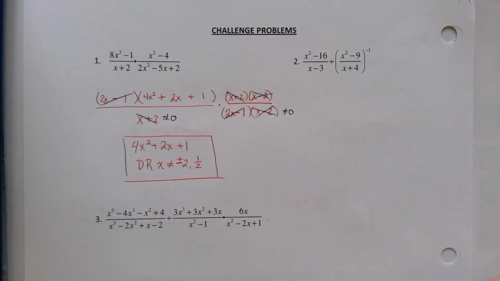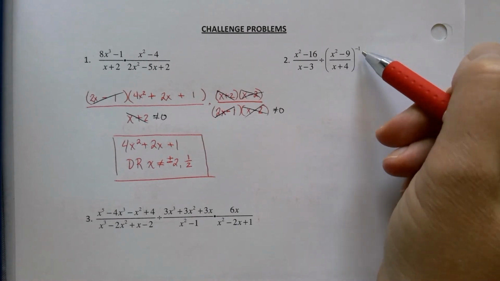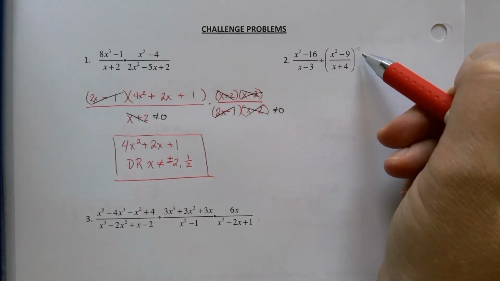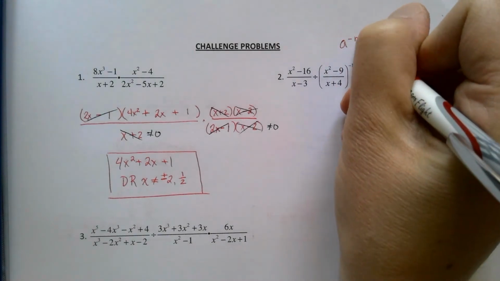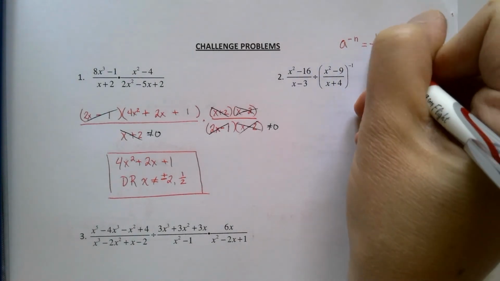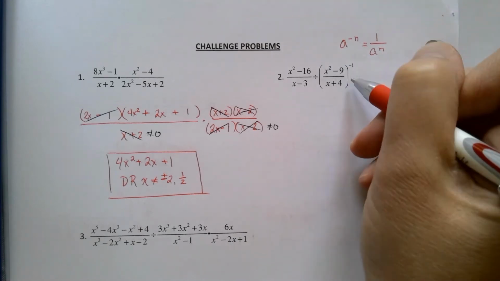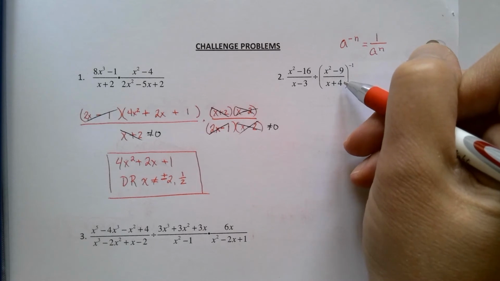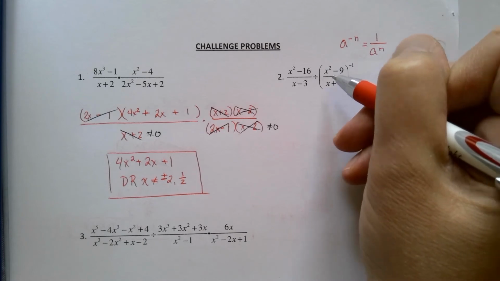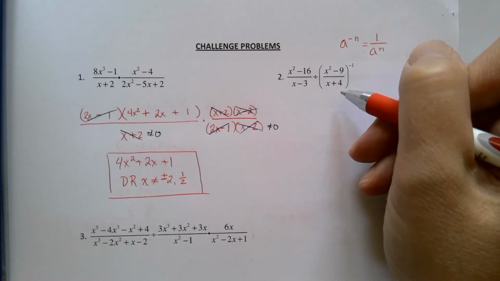All right, so what makes number 2 challenging is this negative exponent. A negative exponent tells you to take the reciprocal. So we're going back to our exponential properties. A to the negative n is equal to 1 over a to the positive n. So what would happen with this is to deal with this negative exponent, I would flip it. But then what's going to happen is I have division, so it's actually going to flip back.